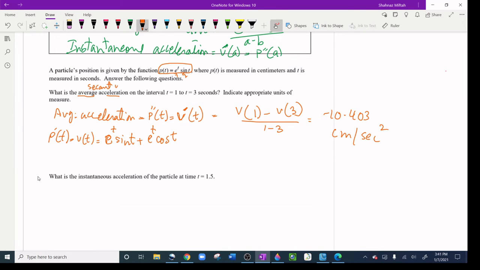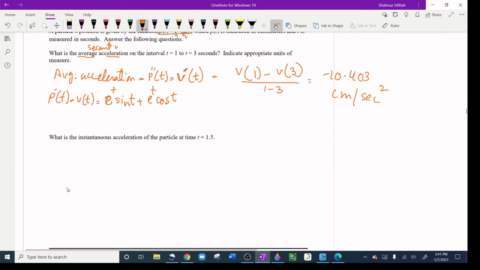So this is what we got from this. That's the answer. What is the instantaneous acceleration of the particle at t equals 1.5? So the original position is p of t equals e^t sine t. That's my original position. I have to get the instantaneous acceleration, which means the second derivative. So I have to take a first derivative, and then we have to take a second derivative.